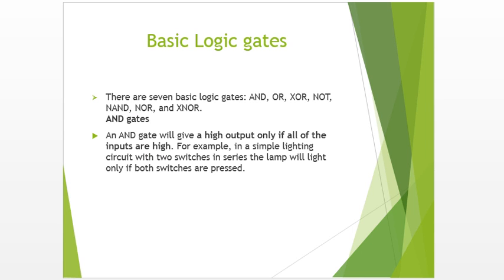Next is basic logic gates. There are 7 basic logic gates: AND, OR, XOR, NOT, NAND, NOR and XNOR. We start with the AND gate. An AND gate will give a high output only if all of the inputs are high. For example, in a simple lighting circuit with two switches in series, the lamp will light only if both switches are pressed.